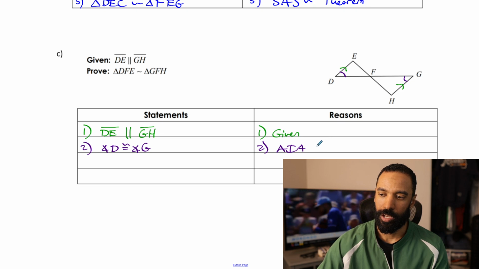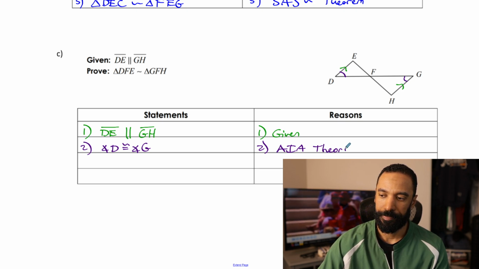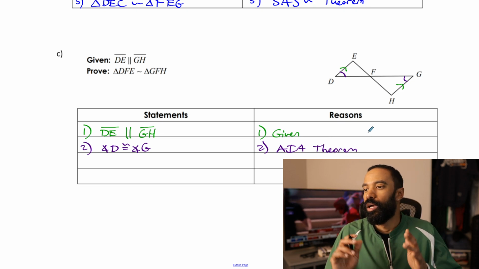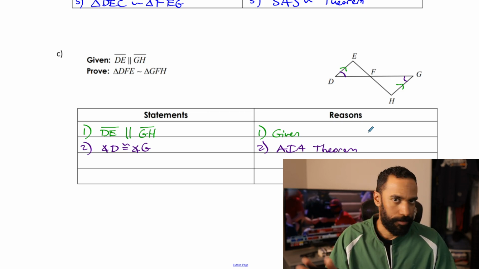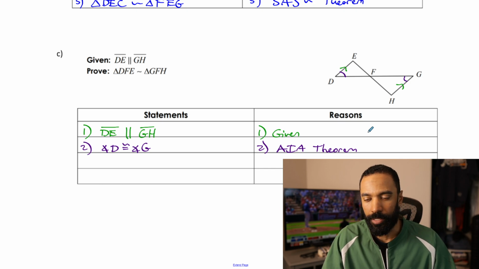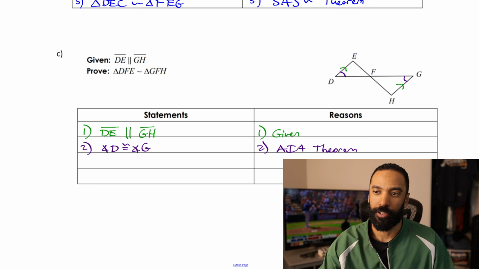I'm just going to do this alternate interior angle theorem. E and H are also alternate interior angles. They could also be marked as congruent. Absolutely. You should do that if you really feel compelled to.